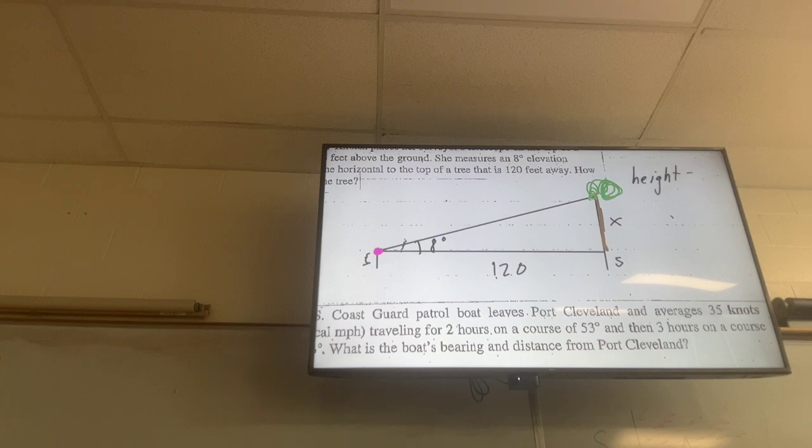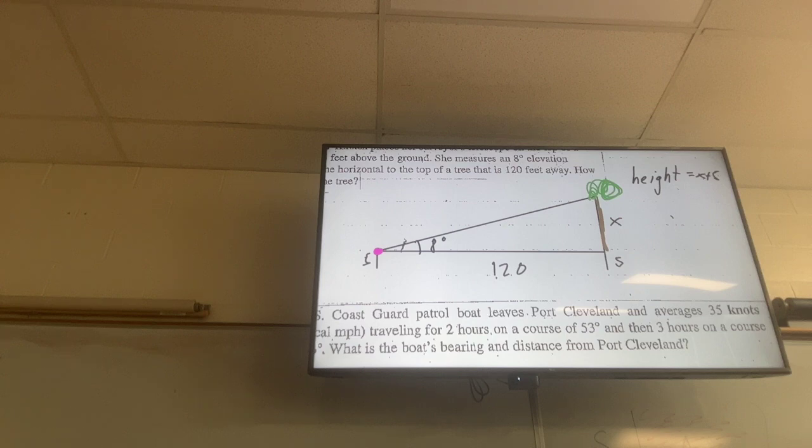Isn't it measuring to the top of the tree? She measures an 8-degree elevation above the horizontal to the top of the tree. It's to the top of a tree that is 120 feet away. So it's going to be an extra 5 feet because you're taking the measurement 5 feet off the ground.